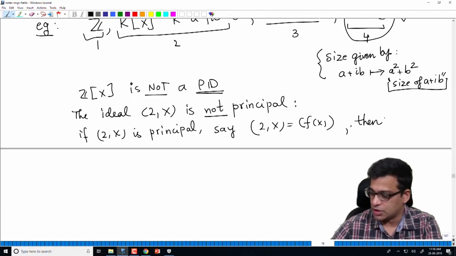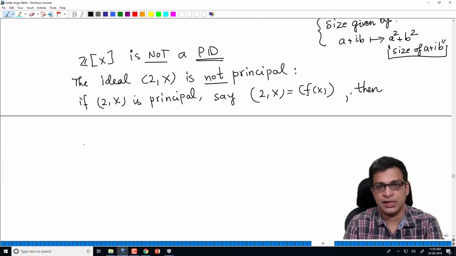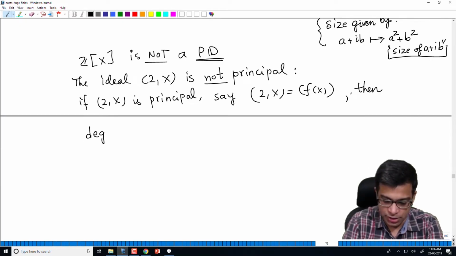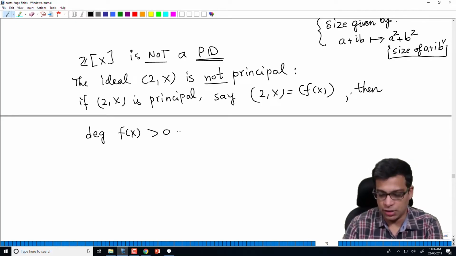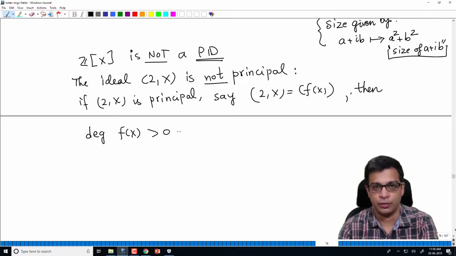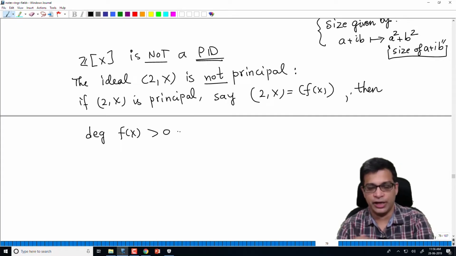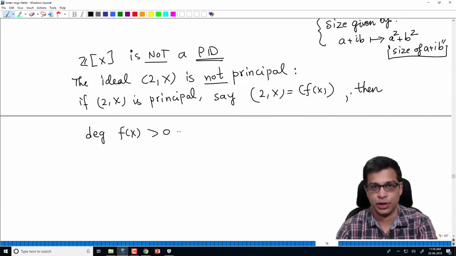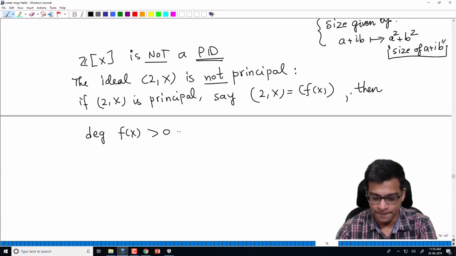Then first of all you argue that f must not be a constant polynomial. In other words, the degree of f must be positive. Why? Because I will just say this and I will let you work out the details. If the degree of f(x) is 0, that means f(x) is actually an integer.